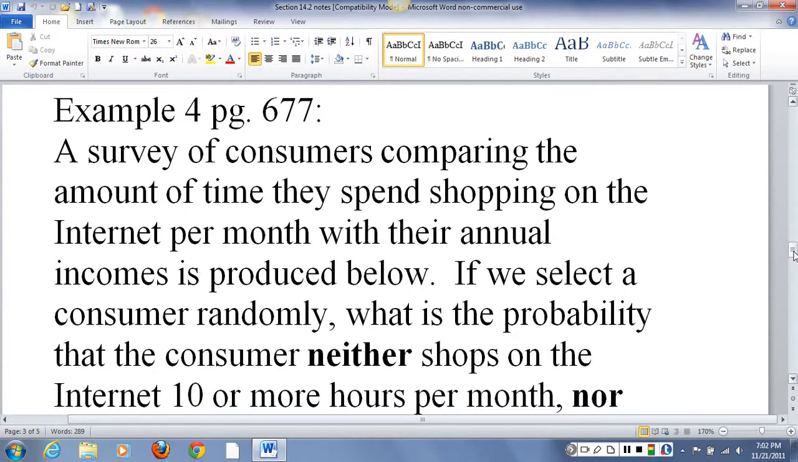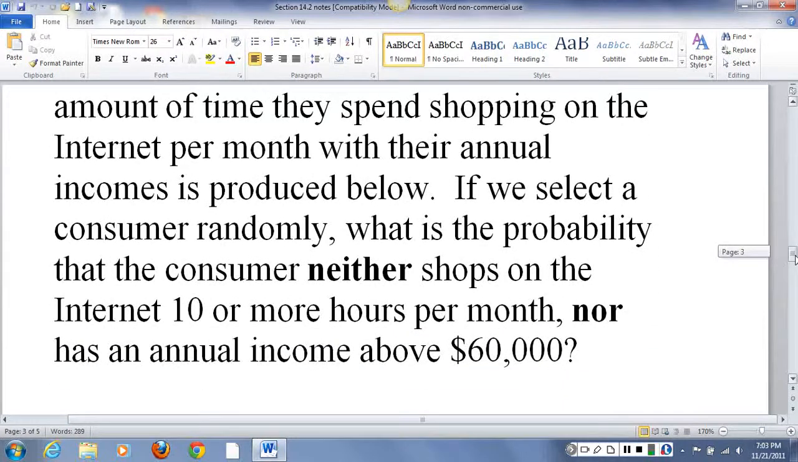So example 4 on page 667. A survey of consumers comparing the amount of time they spend shopping on the internet per month with their annual incomes is produced below. If we select a consumer randomly, what is the probability that the consumer neither shops on the internet 10 or more hours per month, nor has an income of above $60,000?